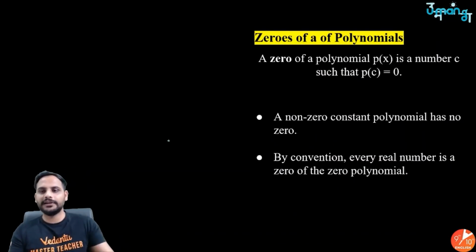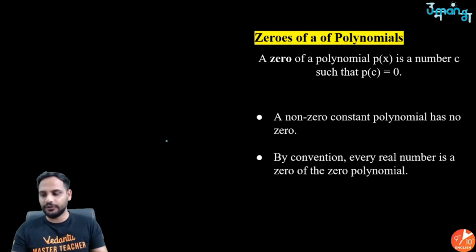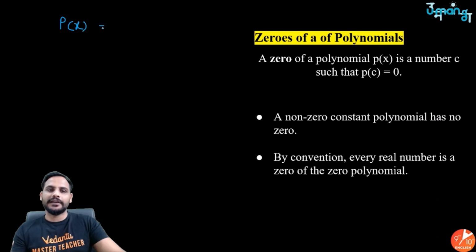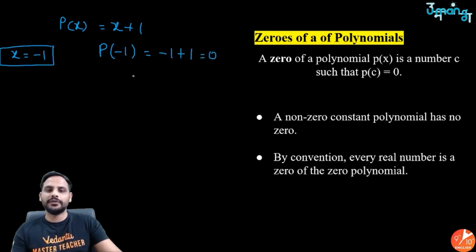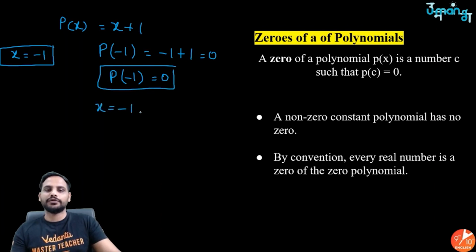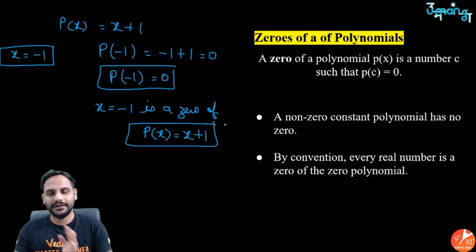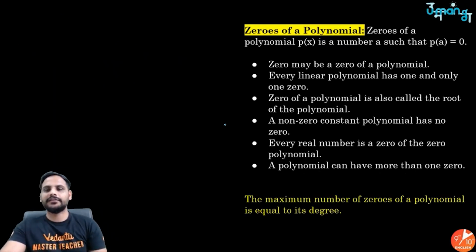Next part, zeros of a polynomial. What is zeros of a polynomial? Those values of x for which value of the polynomial becomes 0. For example, I have a polynomial p(x) is equal to x plus 1. If I put x equal to minus 1 over here, the value of this polynomial at x equal to minus 1 will become minus 1 plus 1 equal to 0. So at minus 1, value of polynomial is equal to 0. That means I can say x is equal to minus 1 is a 0 of polynomial p(x) is equal to x plus 1. As simple as that. Got it? Simple.